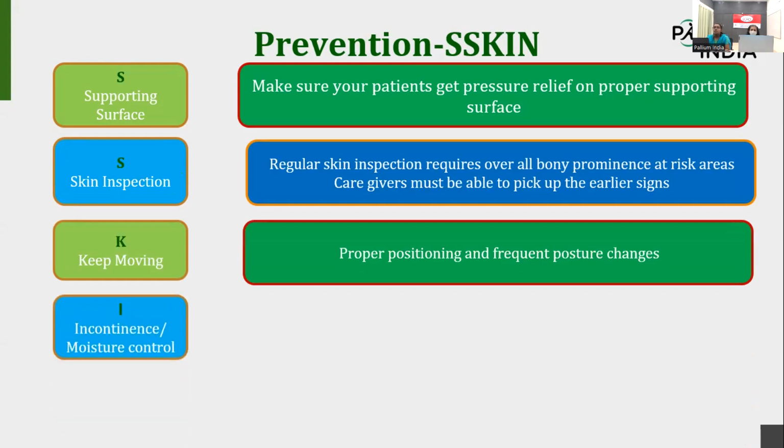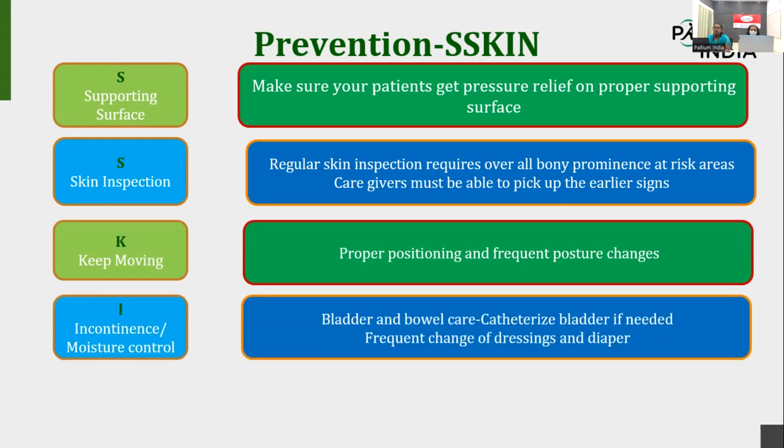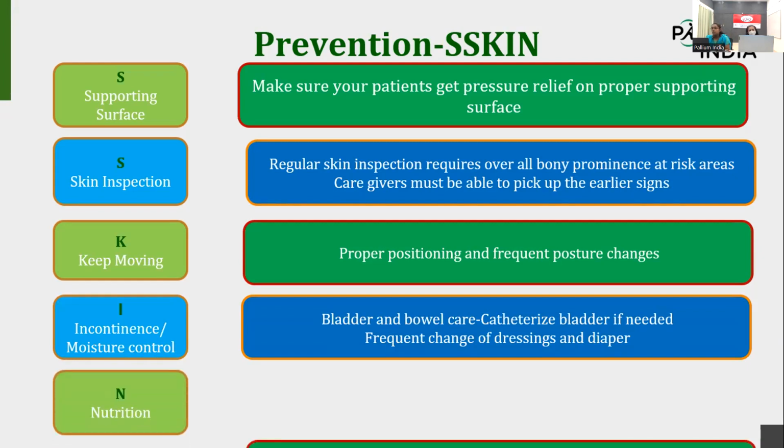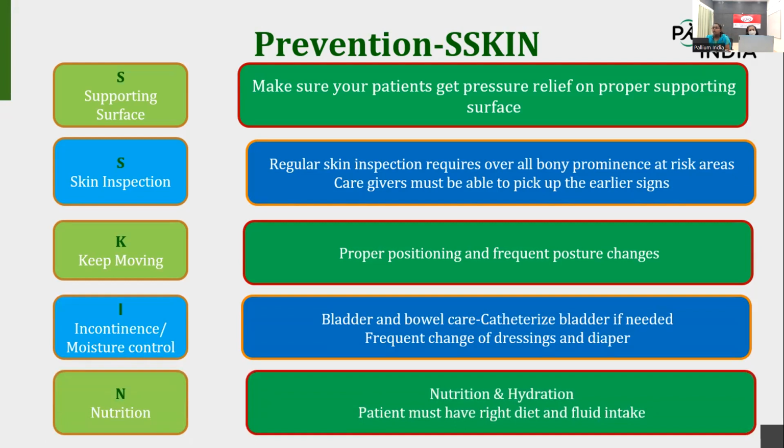And I is incontinence or moisture control. So here, if there is incontinence of urine, you can advise the patient to put a catheter. If they are not willing to do it, then you can advise them to use a diaper, or they can use their own sheets. And the next thing is nutrition. Nutrition and hydration is also important. So always keep in mind double SKIN whenever you have seen a bed-bound patient.